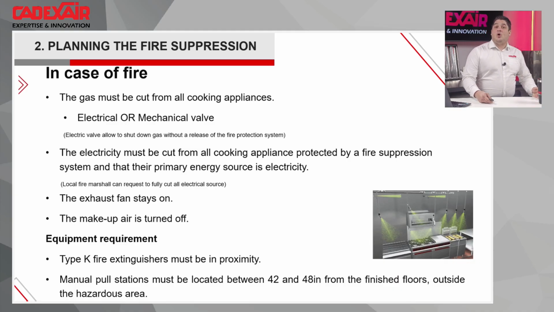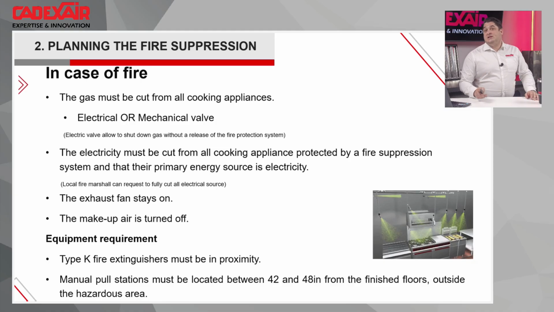Also, electricity must be cut to all cooking appliances protected by a fire suppression system, where the primary energy source is electricity. So in your case, Mike, you have all gas equipment, so this is not a big deal. But if you have a gas fryer with an electrical controller, you don't have to shut down the electrical controller. You only have to shut down the gas. But if you have an electrical fryer, you need to shut down the full equipment, because the main energy source is electricity.